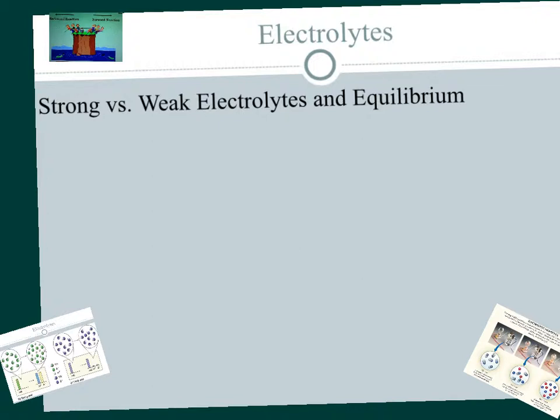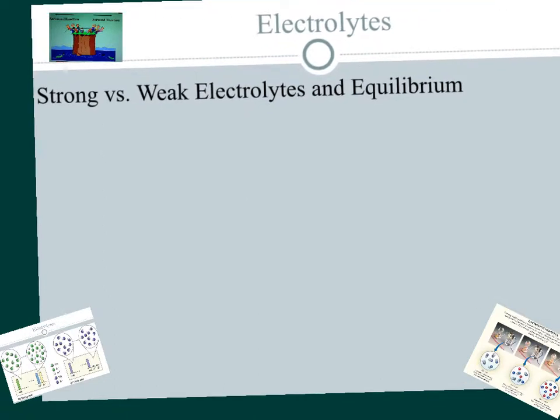So let's look at strong versus weak electrolytes in equilibrium. And what are we talking about there? Remember that some reactions go to completion. When you see a reaction that has a single arrow, it usually means that it goes to completion. An example of this would be a strong electrolyte such as nitric acid. This is going to completely dissociate in solution into its respective ions of H plus and NO3 minus.